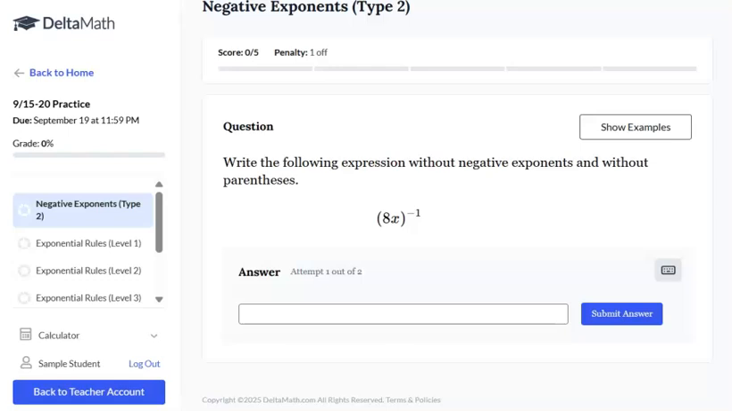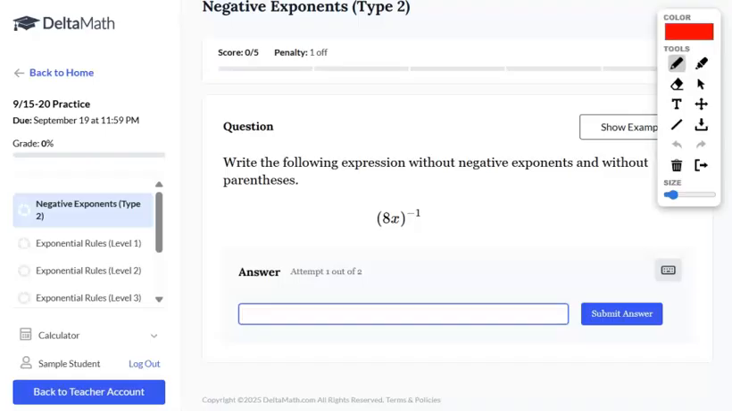All right, let's take a look at a few of these problems. It says to write the following expression without negative exponents and without parentheses. When you are dealing with a negative in the exponent, remember it does not make the number itself negative. What it is telling you is that anything to the negative power, in this case the entire set of parentheses, is on the wrong side of the fraction bar.